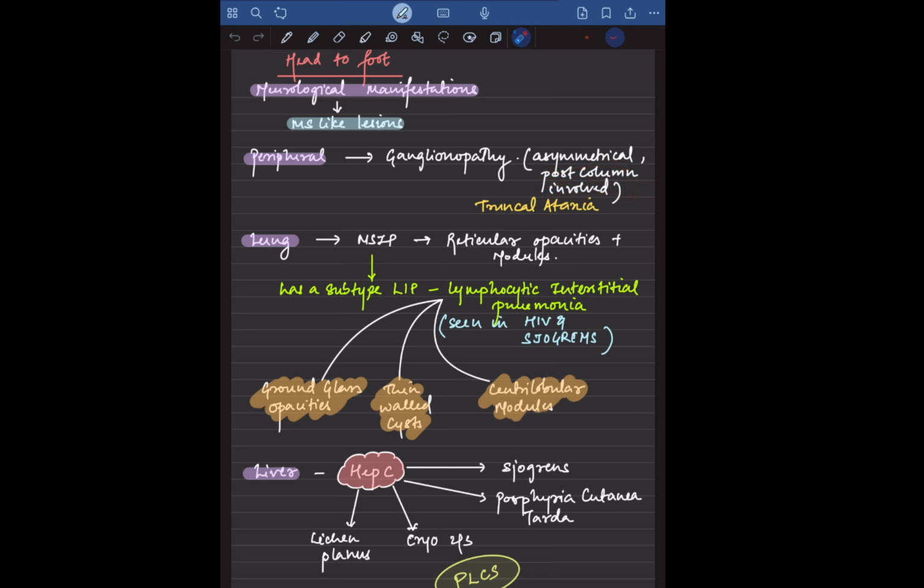So in the lung, this is very important. There will be an NSIP pattern. But remember what subtype? It is lymphocytic interstitial pneumonia. There has been a previous year MCQ on this, and it is seen in HIV as well as in Sjogren's. So what will be there? There will be ground glass opacities, thin walled cysts, and centrilobular nodules. In the liver, as Sjogren's is there, we can expect a few things with hepatitis C being positive: porphyria cutanea tarda, cryoglobulinemia, and lichen planus. You can have a mnemonic about it. I have created my own.